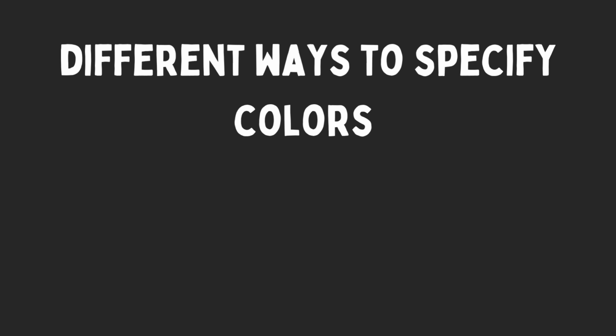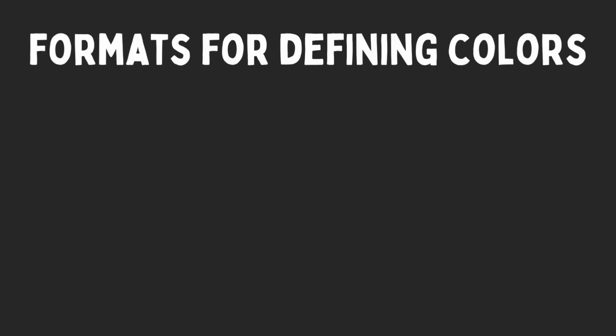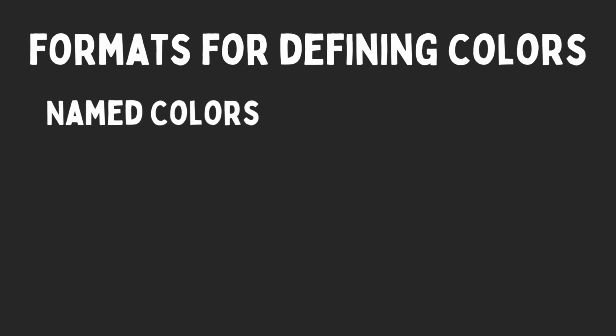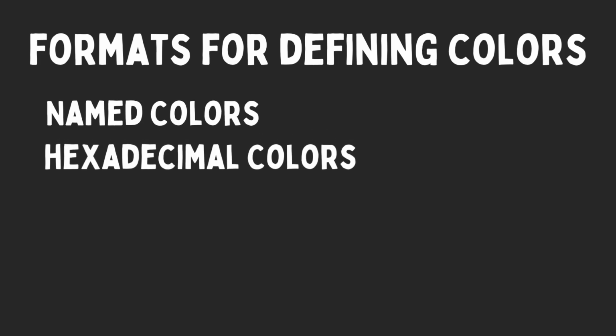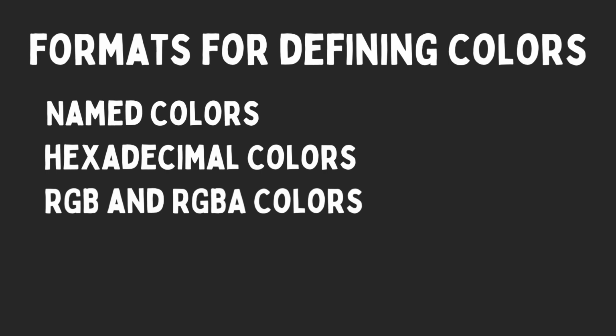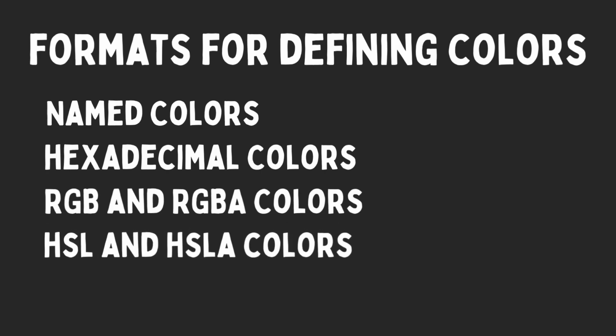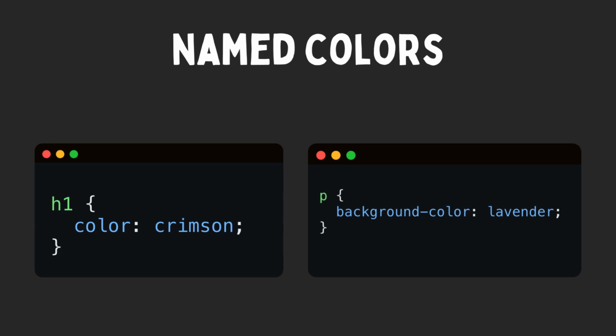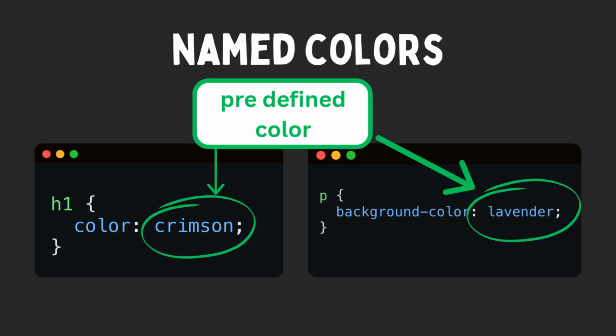Now let's explore the different ways you can specify colors in CSS. CSS supports several formats for defining colors. Here are the most common ones: named colors, hexadecimal colors, RGB and RGBA colors, HSL and HSLA colors. Let's look at each one. CSS comes with predefined color names like red, blue, green, and many more. There are over 140 named colors to choose from.